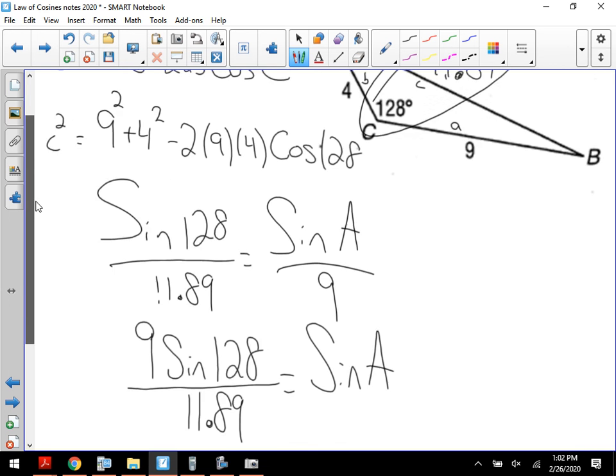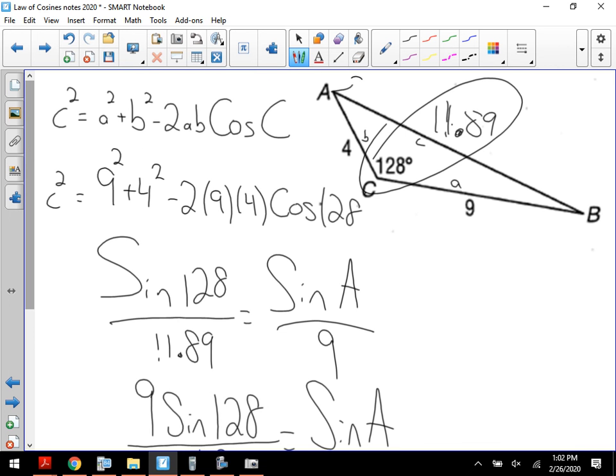So you have two out of the three angles. Add them up and subtract from 180. 15.38.